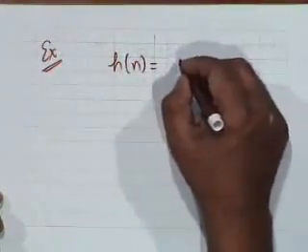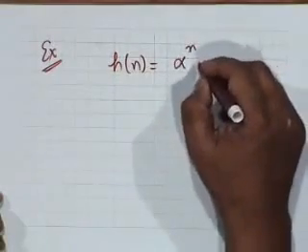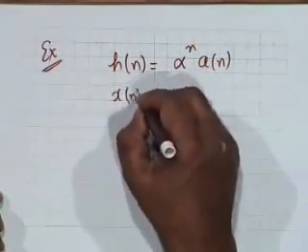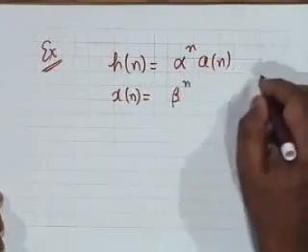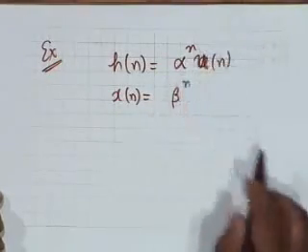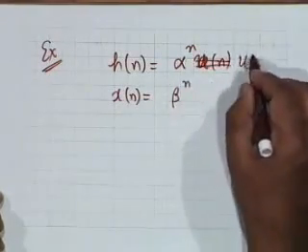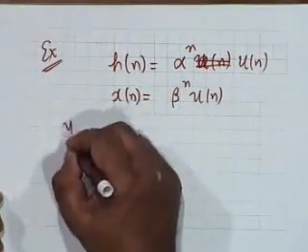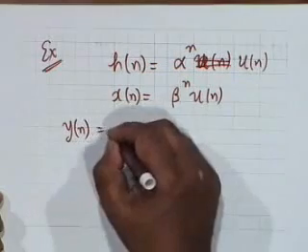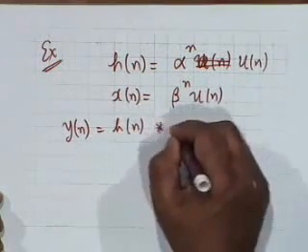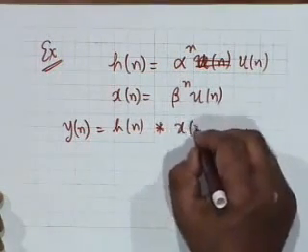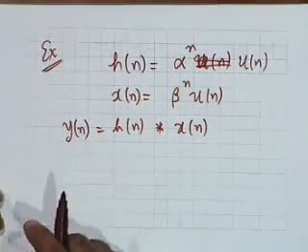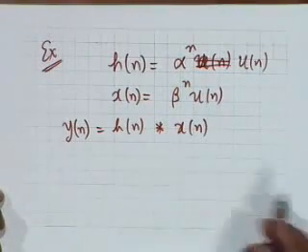It is the same type of example that we did in the continuous time case. h of n is alpha to the n u n, and x of n is of a similar form, beta to the n u n. Then y of n is the convolution of x of n with h of n. Does it matter whether I write x or h first? No, it doesn't, because it is a commutative operation.